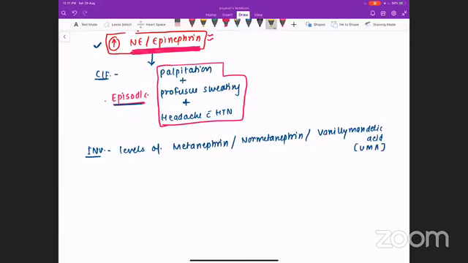The question that was asked in your exam was, in pheochromocytoma, to confirm the diagnosis, which molecule can you check in the urine, and one of the options was VMA. Among the given options, the only one from this list was VMA, and that was the answer. You can check the level of any of the three, but you can check the level of VMA to confirm the diagnosis of pheochromocytoma.